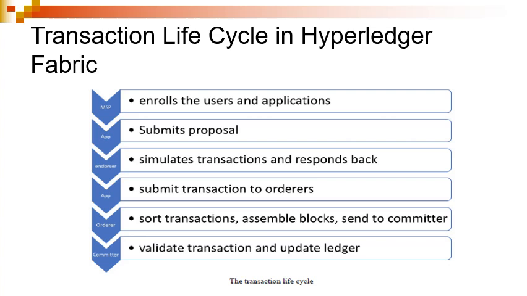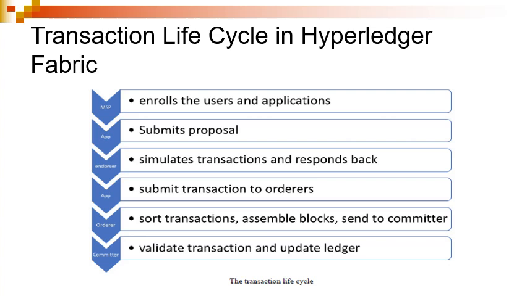Then we have to study the transaction life cycle, the second topic of this session: how the transactions are processed in Hyperledger Fabric. The steps are shown in the figure. So the first step is to enroll the users and applications. We have to identify the users and authenticate the users, and that identification and authentication is done by the membership service providers, and also we have to identify the applications.